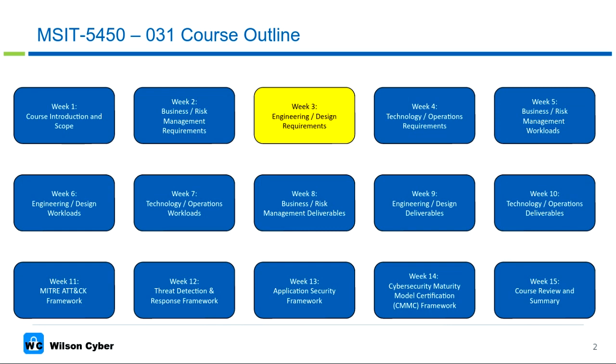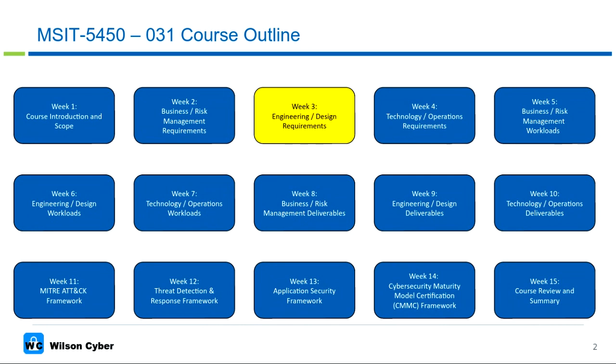Weeks 5, 6, and 7, we'll talk about the workload, some of the details on how we manage our cybersecurity controls to meet the goals of our requirements. And finally, weeks 8, 9, and 10, we'll talk about the deliverables from the Business Risk Management Program, the deliverables of the Engineering Design Program, and the deliverables from the Technology Operations Program.